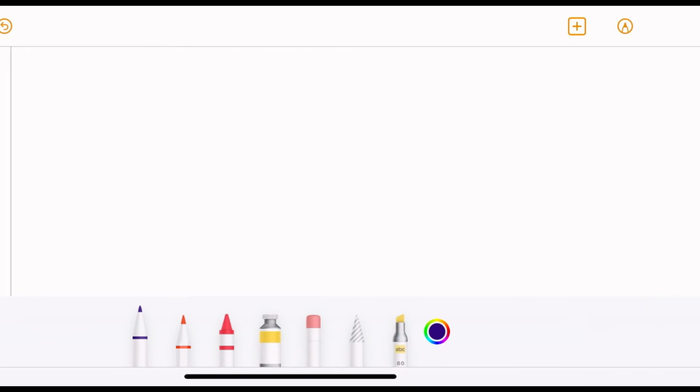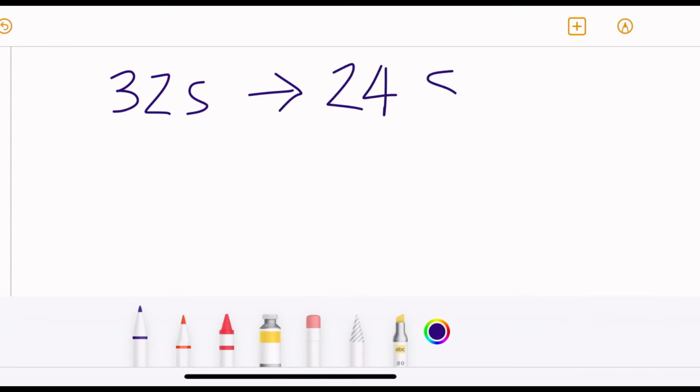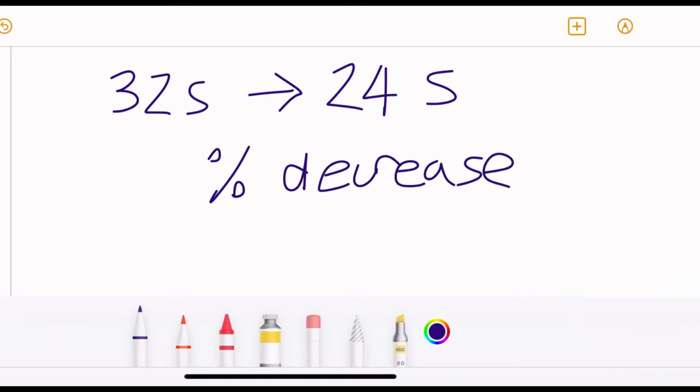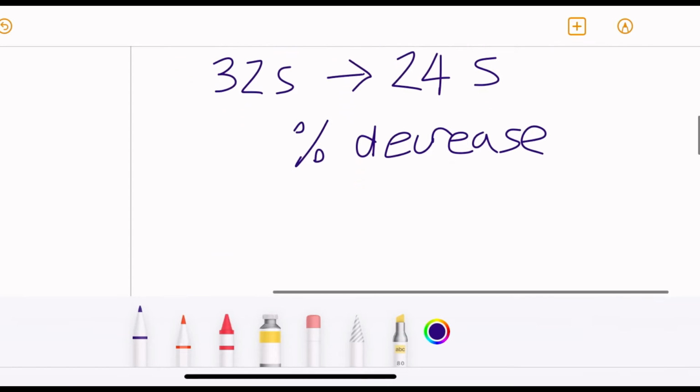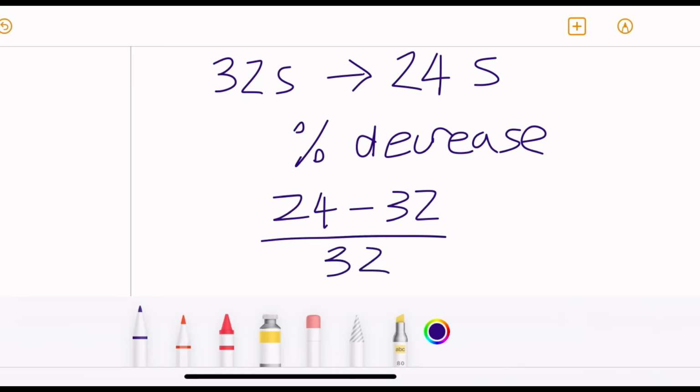Therefore, let's look at one example to help us understand this concept better. If somebody's running time decreases from 32 seconds, this is the old time, to just 24 seconds, work out the percentage decrease. So percentage decrease can be calculated by the formula that we wrote down previously. We would do the new minus the old, and the new one is 24, minus the old is 32, over the old. The old is 32. And then we will multiply by 100.